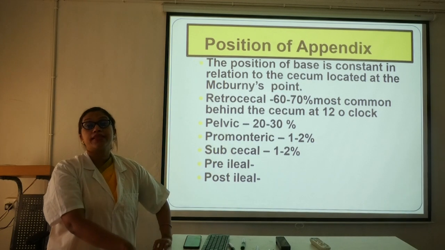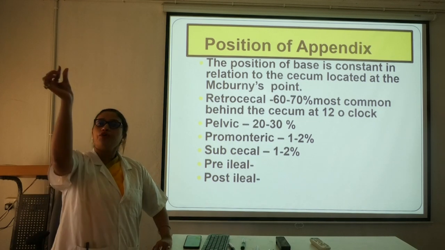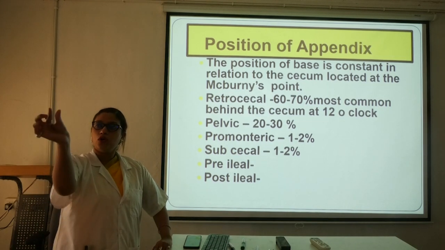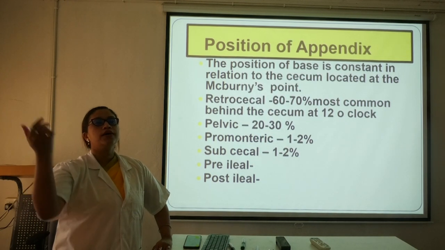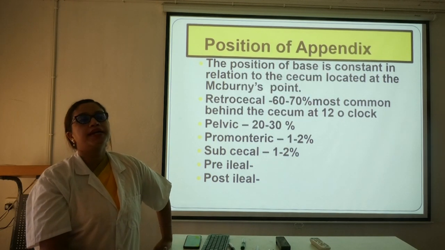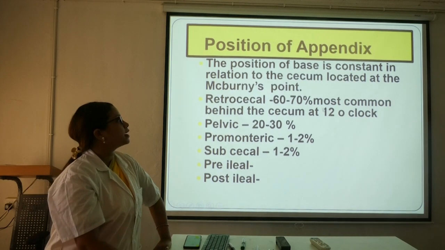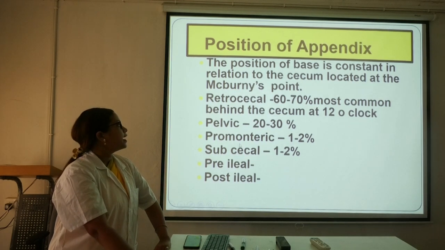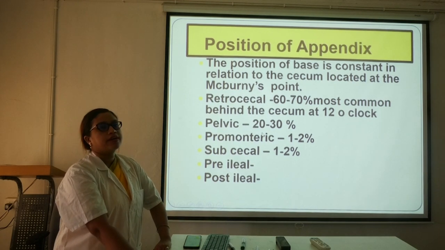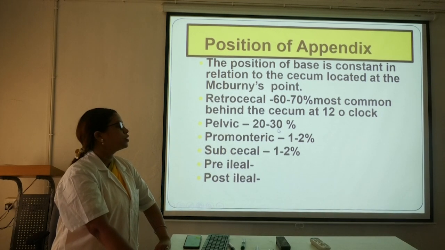Write it down. This is nothing but tinea coli. You have seen tinea coli is coming. So that is one limb of a clock, and another is going to the retrocecal, so it is making 12 o'clock. Retrocecal is maximum, about 60 to 70%. Then next one is pelvic position, about 20 to 30%.